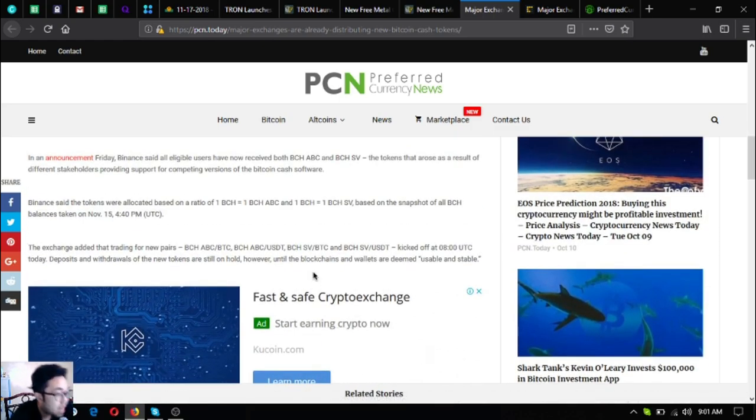The exchange added that trading for new pairs BCH ABC/BTC, BCH ABC/USDT, BCH SV/BTC, and BCH SV/USDT kicked off at 8 UTC today. Deposits and withdrawals of the new tokens are still on hold, however, until the blockchains and wallets are deemed usable and stable.